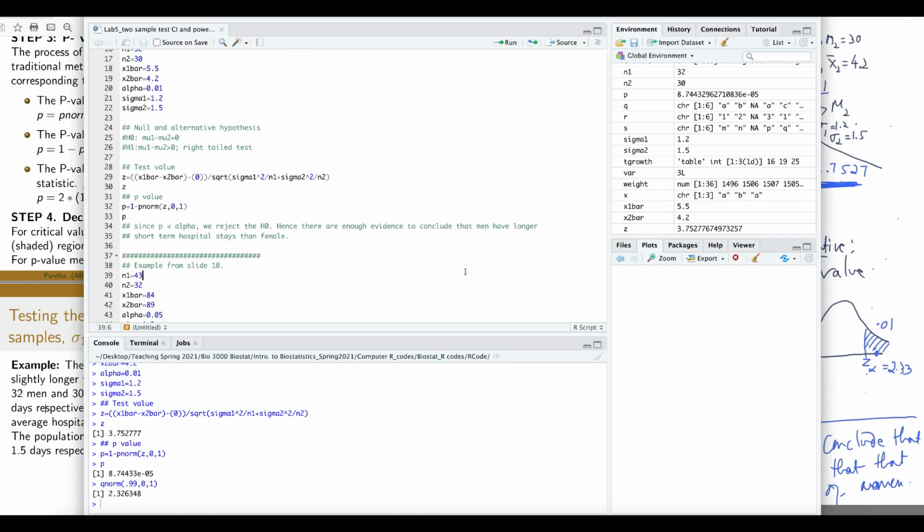So that's what I have written here. Look at this. Since P is less than alpha, we reject H0, that is the null hypothesis. Hence, there are enough evidence to conclude that men have longer short-term hospital stays than female, or than women, right? That's what we conclude here.